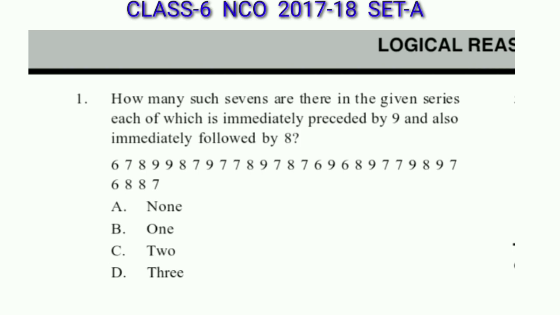Question number 1. How many such 7s are there in the given series, each of which is immediately preceded by 9 and also immediately followed by 8? Immediately preceded by 9 means 9 comes just before 7 and 7 is immediately followed by 8. That means 8 comes just after 7. Look at the figure. The answer will be option B. There is one such series.